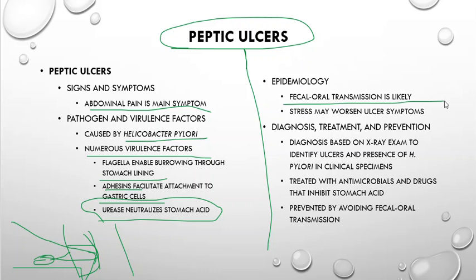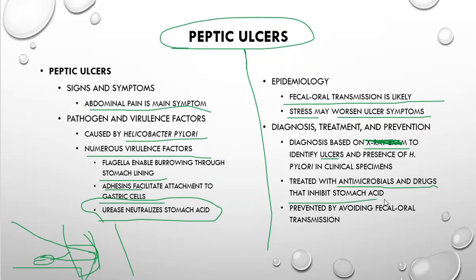Fecal oral transmission, very likely. Stress will worsen it because it makes you produce more stomach acid. It doesn't cause it, it makes it worse. X-ray exam to identify ulcers. You do this with an endoscope. They used to do a urease breath test, but I don't think they do that. You can also do a blood test for antigens associated with H. pylori. This guy is treated with a combination of 3 antibiotics.